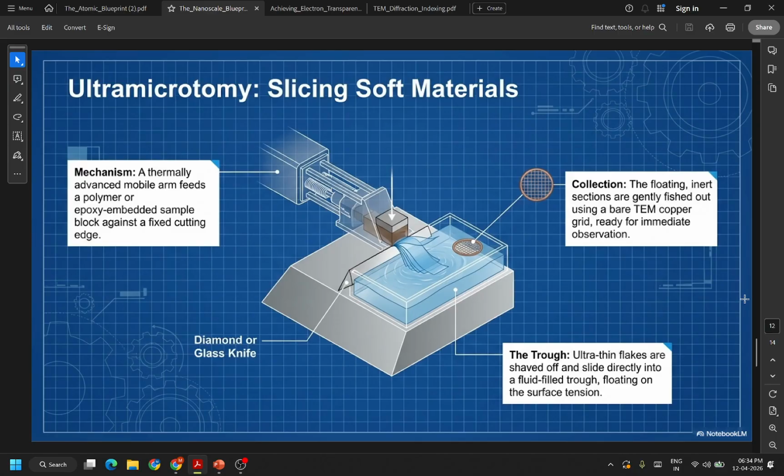And then there's a TEM grid floating in a bath, which is called a trough. The ultra thin flakes are shaved off and slide directly into the fluid filled trough, and they keep floating on the surface because of surface tension. And the TEM grid is then inserted in the trough, and the floating sections are gently picked up using a bare TEM copper grid, which are ready for immediate observation.